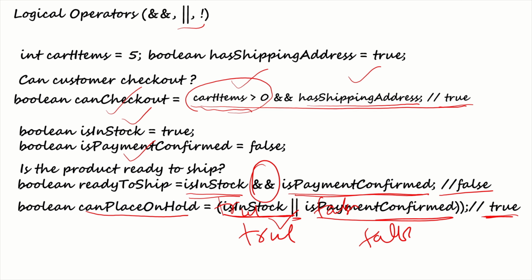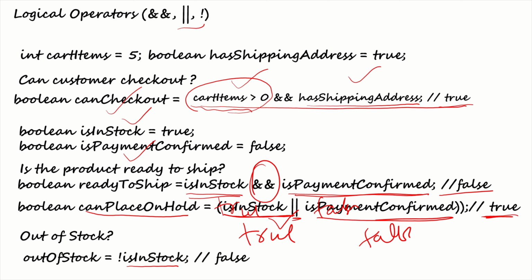Whereas not, the last operator, gives the opposite of whatever we have. Suppose is in stock is true. If we apply this operator, it will give us false. In case we have a false here, then if we apply not, we'll get true. So this is where we use logical operators, to write more than one condition, or compound conditions. If you want to go with another condition, yes, I can go beyond this and use logical operators.